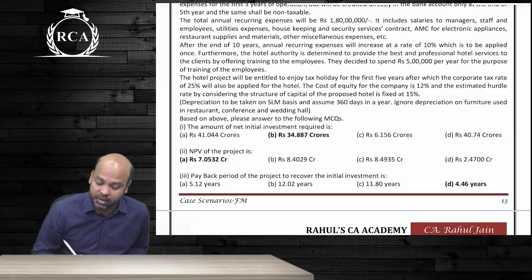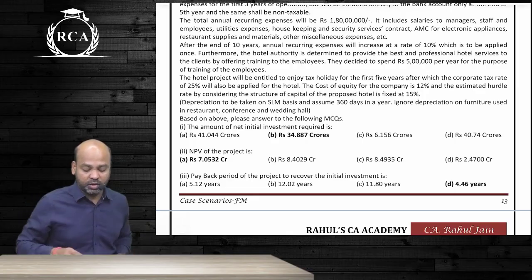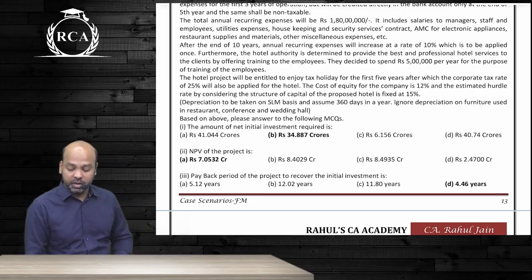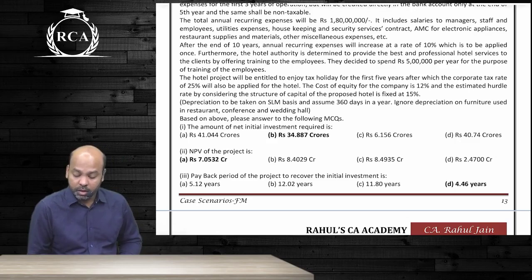Furthermore, the hotel authority is determined to provide the best and professional hotel services to the clients by offering training to the employees, for which they've decided to spend 5 lakhs every year. The hotel project will be entitled to tax holiday for the first 5 years, after which the corporate tax rate of 25% will be applied.